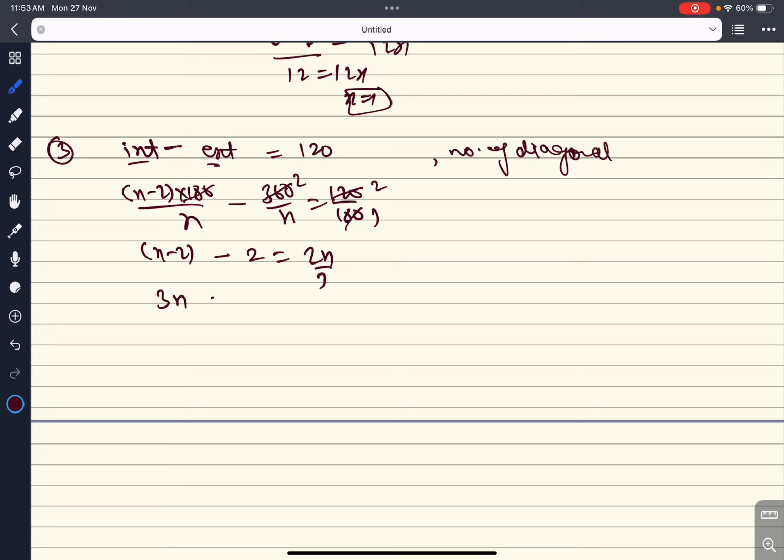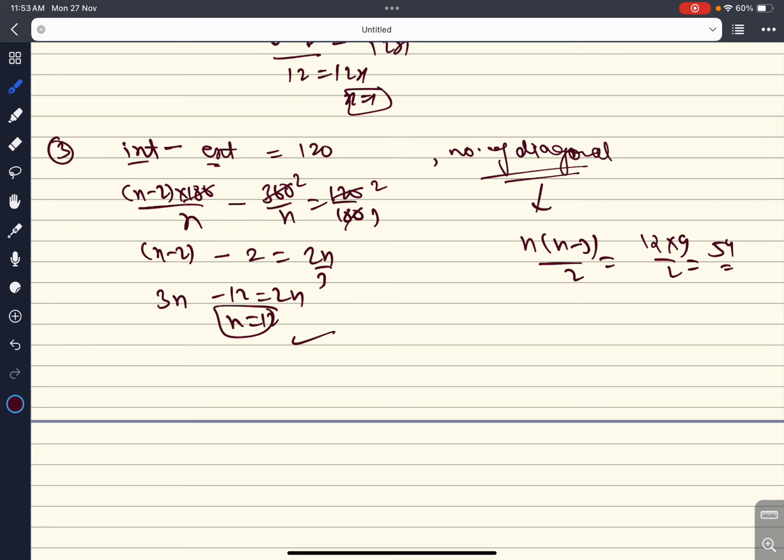3n, this is minus 4 minus 12 equal to 2n. Okay, so n we got as 12. So number of diagonals for a regular polygon is how much? n(n minus 3) by 2. Okay, 12 into 9 by 2. 2 6 12, 9 6 54.